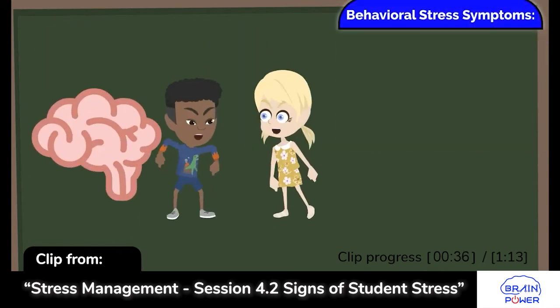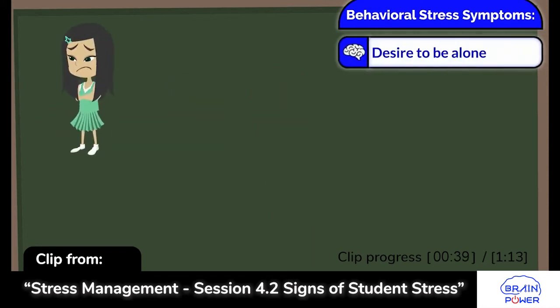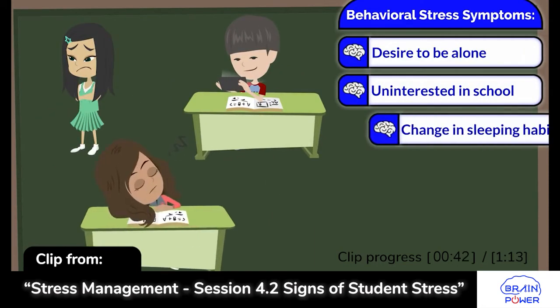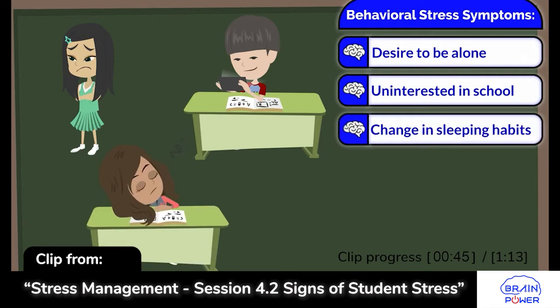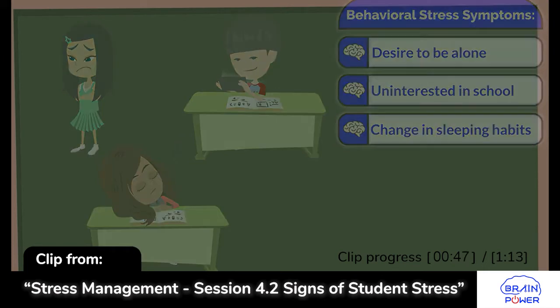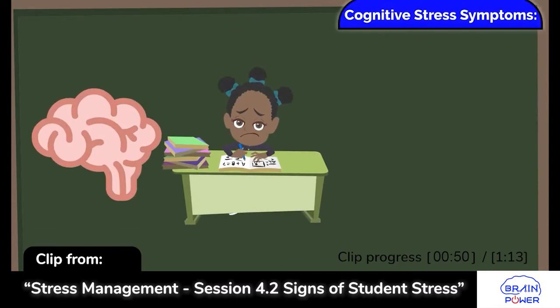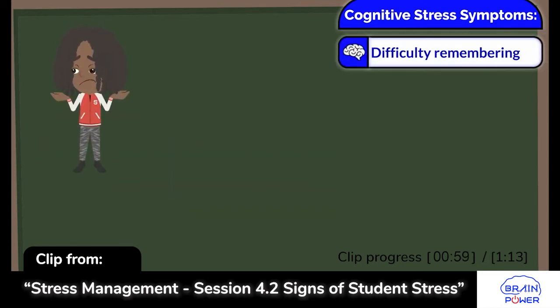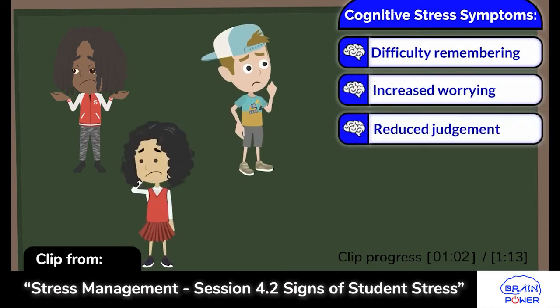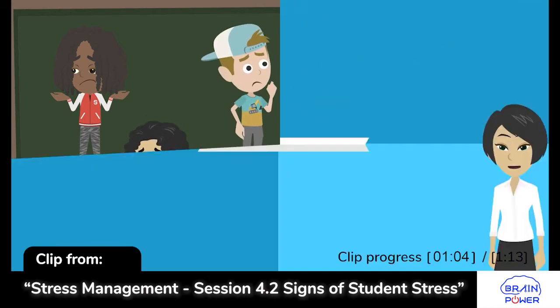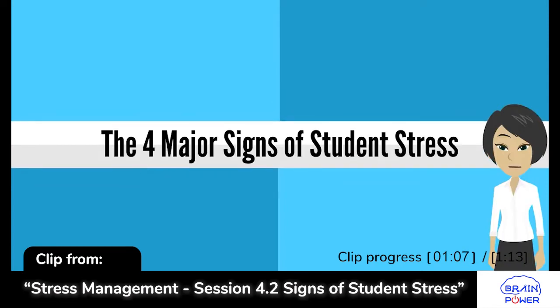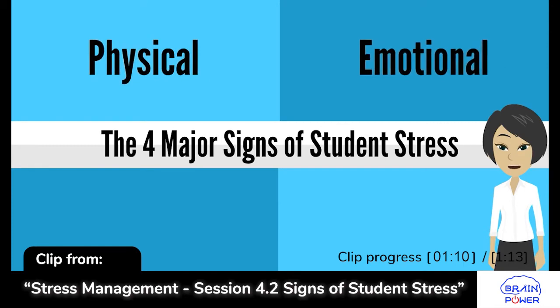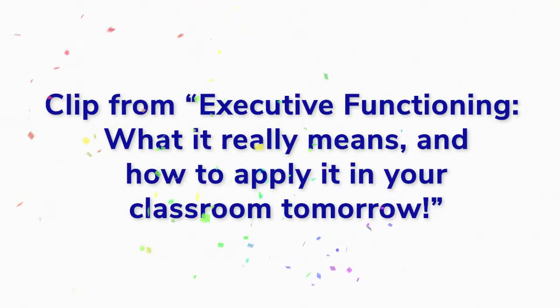Stress can also affect the way a student behaves. If you have a student that wants to be alone, is not as interested in schoolwork, or appears tired due to lack of sleep, these may all be behavioral signs of chronic stress. A stressed student's academic performance and cognitive ability may suffer as well. Cognitive signs of stress you may see in your students can be issues concentrating or remembering concepts, feeling more worried, or having impaired or reduced judgment. To recap, there are four major signs to look for in student stress. They are physical, emotional, behavioral, and cognitive signs.